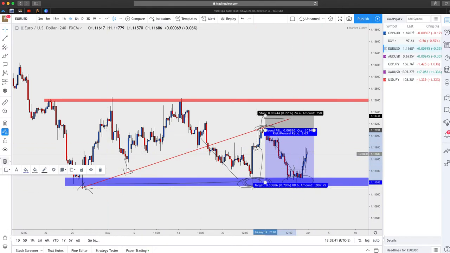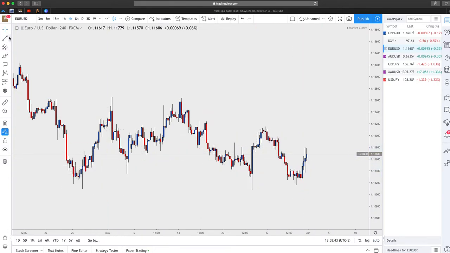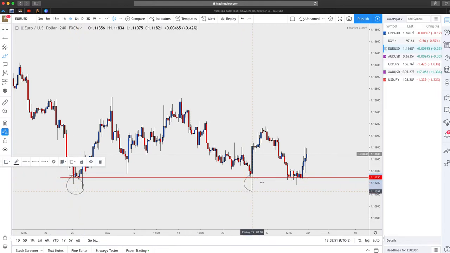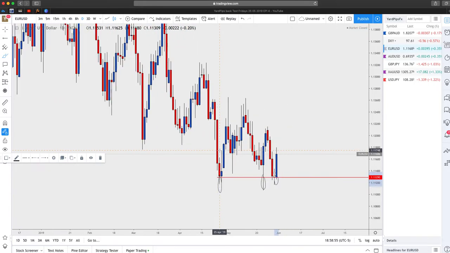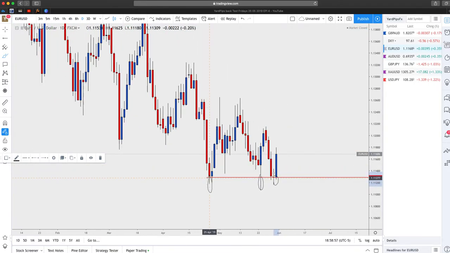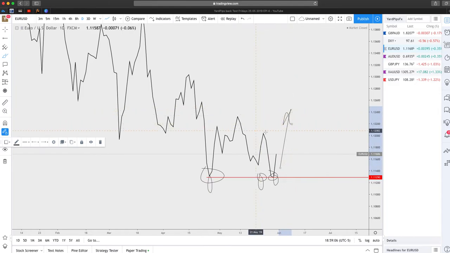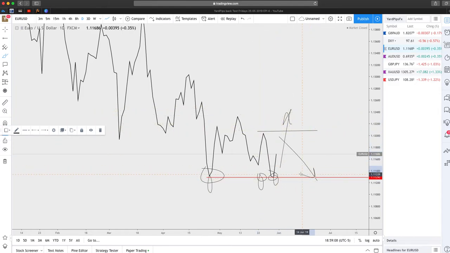But on the flip side, we have to take into consideration that we have had 3 rejections of this level of support along right here. We had a rejection right here, a rejection right here, and a rejection right here. And if you zoom out to the daily time frame, this is actually a double bottom or triple bottom formation. 1, 2 at this week, and 3 right here, and push to the upside. So we'll probably see a situation like this.